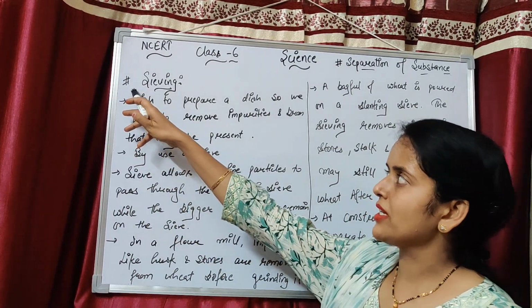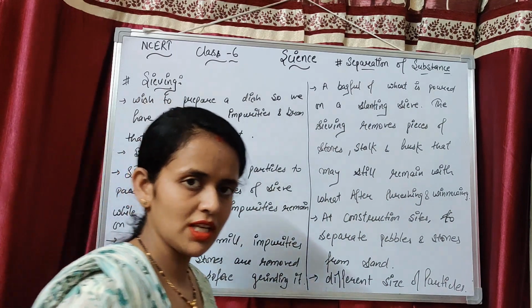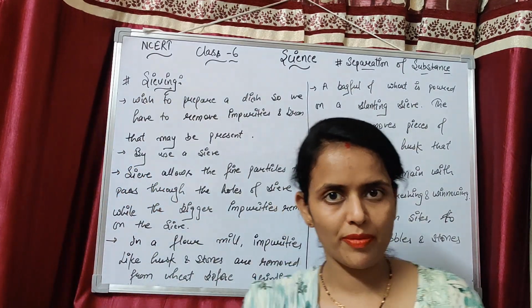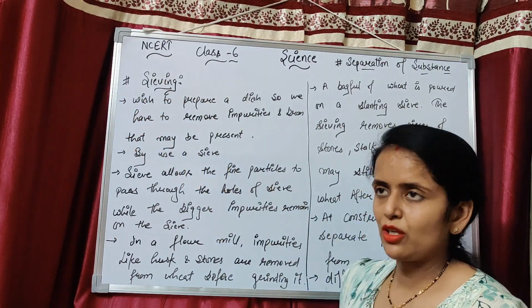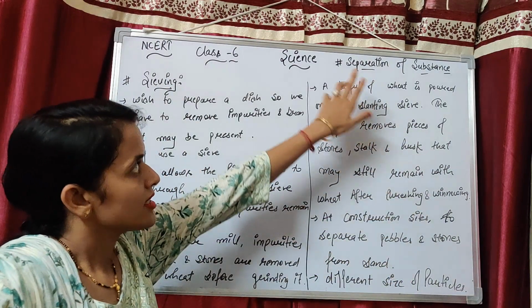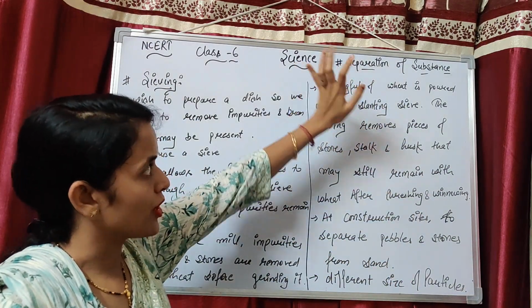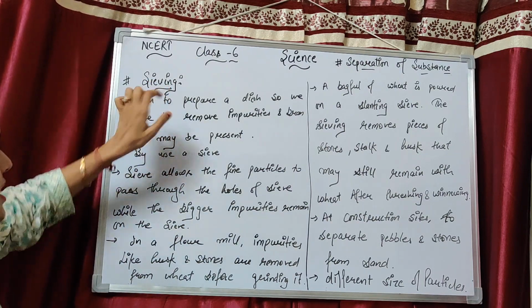Today's topic is sieving. Yesterday we finished hand picking, threshing and winnowing. These are methods of separation. Today sieving is also a method of separation. So let me start with sieving. The chapter going on is Separation of Substances, and the topic is methods of separation. So the next method is sieving.